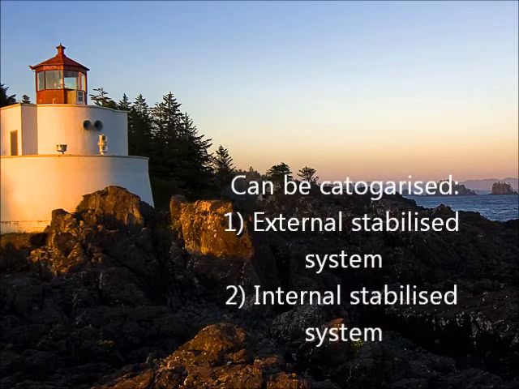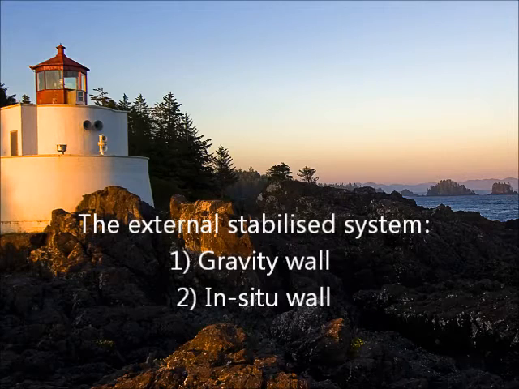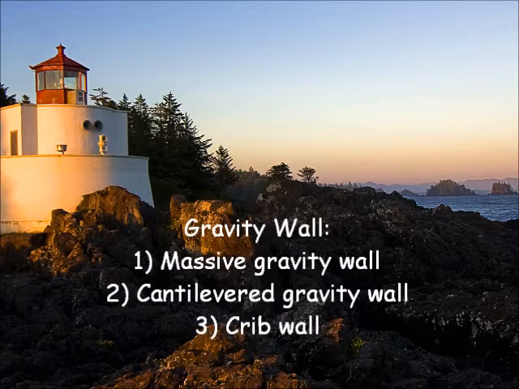Retaining walls can be categorized as external and internal stabilized systems. The external stabilized system is divided into two, which are gravity walls and in-situ walls. As for gravity walls, the examples are massive gravity wall, cantilevered gravity wall, and creep wall.